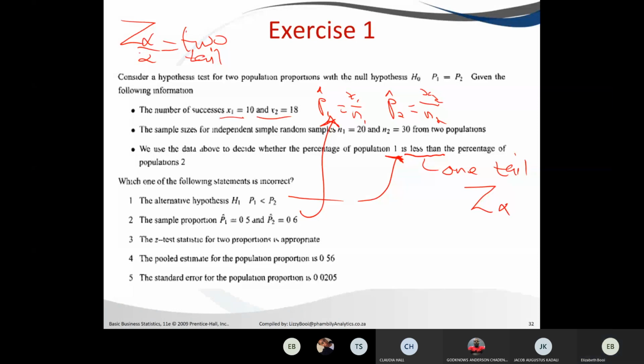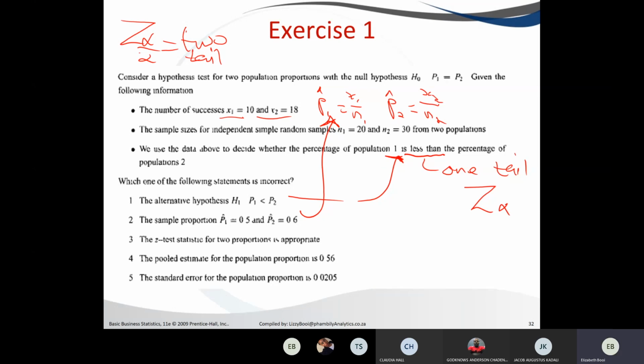And step number 3, it's asking you, since we are doing two proportions, is the Z test the correct one? So always remember, for the proportion, we always use the Z test. For the others, we use the T test, but for proportion, you are always going to use the Z test. That question was asking you, is Z test an appropriate one, incorrect or correct? That's what you need to make sure you understand.